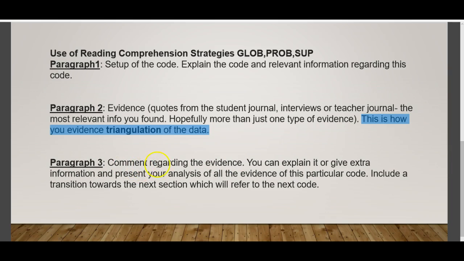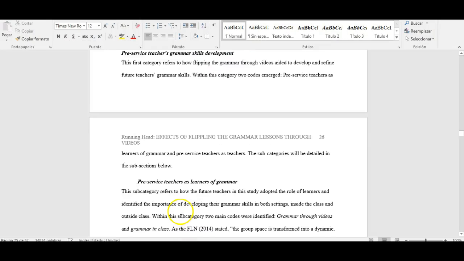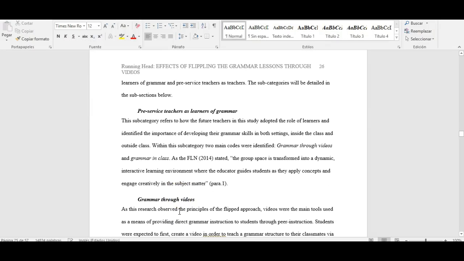Then paragraph 3 is a comment regarding the evidence. You can explain it or give it a little information, present your analysis and all the evidence of this particular code. Include a transition towards the next section, which will refer to the next code. So if you follow this structure, you will have a good section.